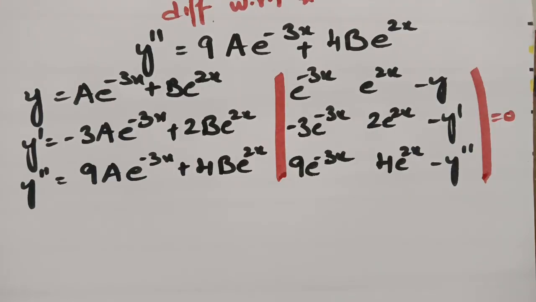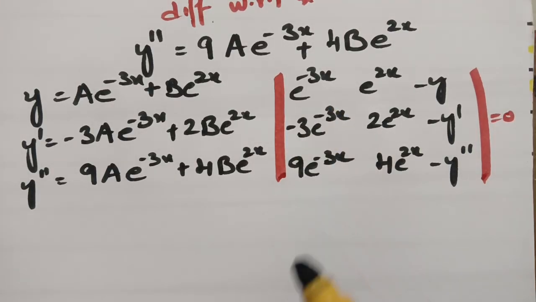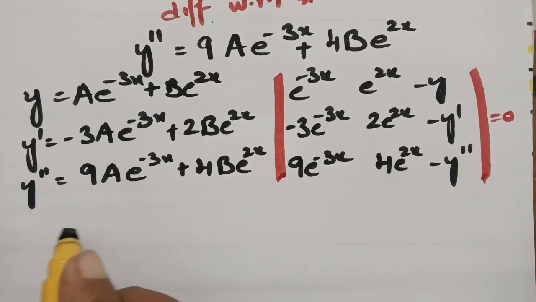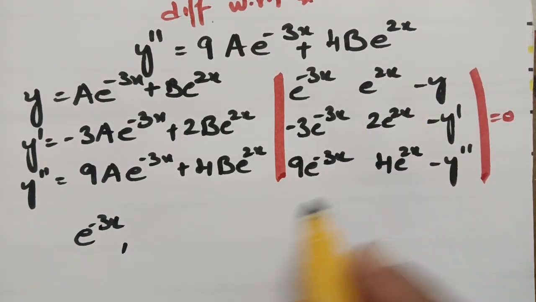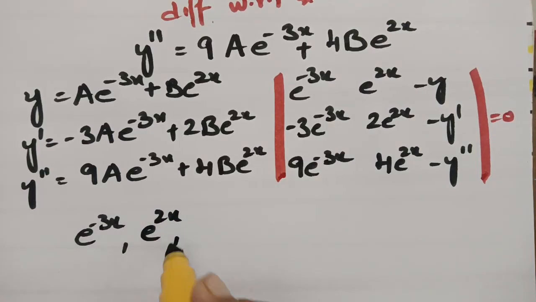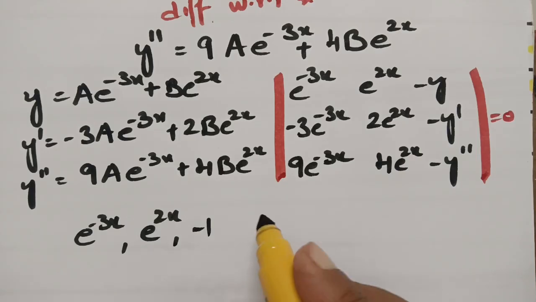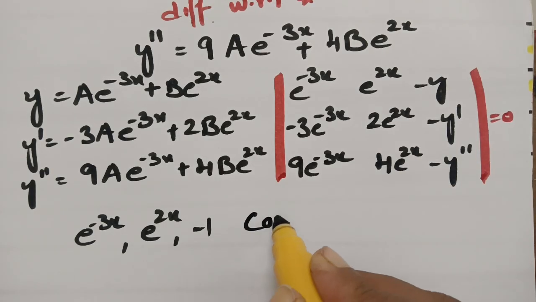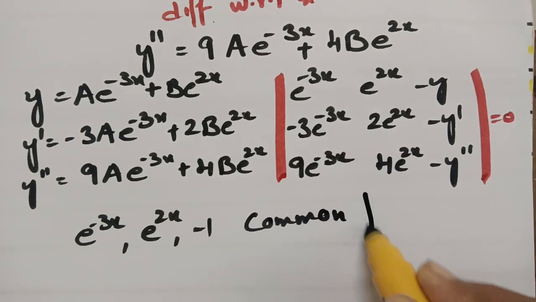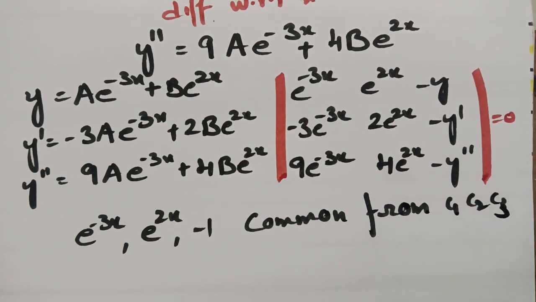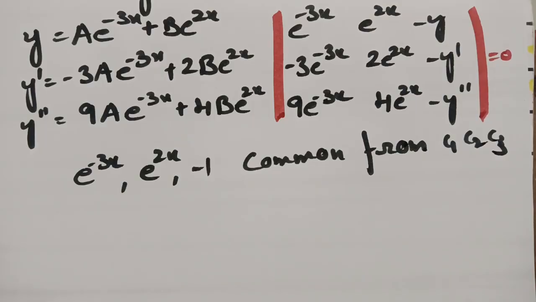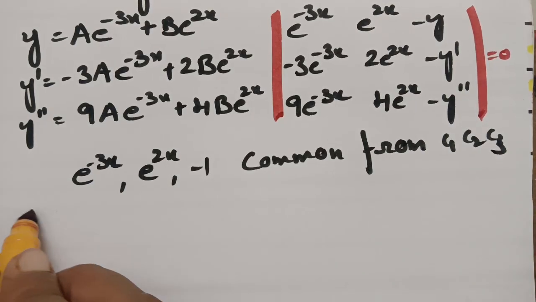Here, from the first column C1, I am taking e power minus 3x common, from the second column I am taking e power 2x common, and from the third column I am taking minus 1 common. So we take common from column C1, column C2 and column C3. Now see what the determinant will be.